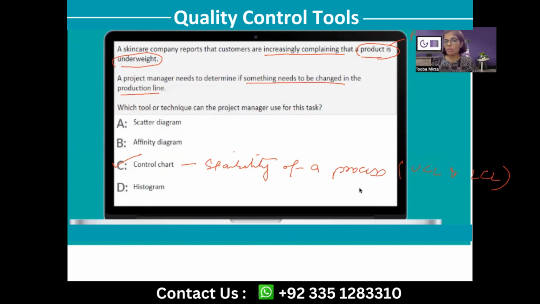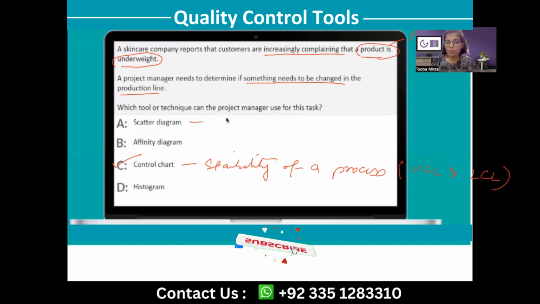Because usually things are not ideal, things are usually within the threshold or within the tolerance limit. So they need to check the stability of that production line, or if something needs to be changed. In that case as well, you are going to first represent it on the control chart, and then you are going to check what's really not working by doing the RCA.